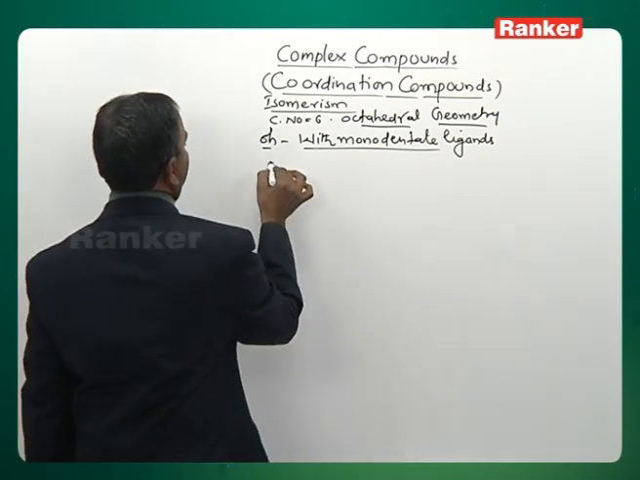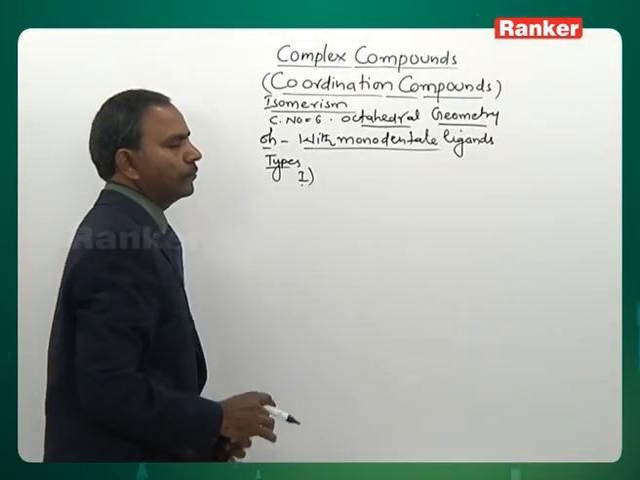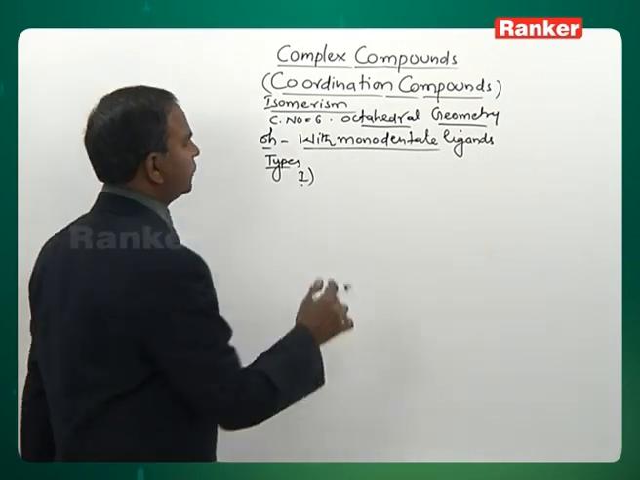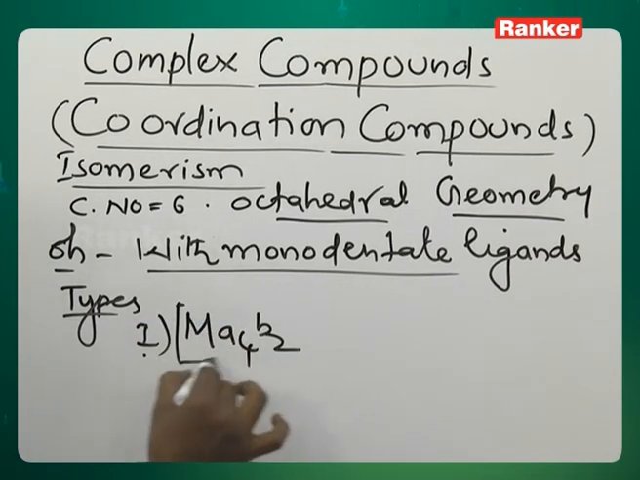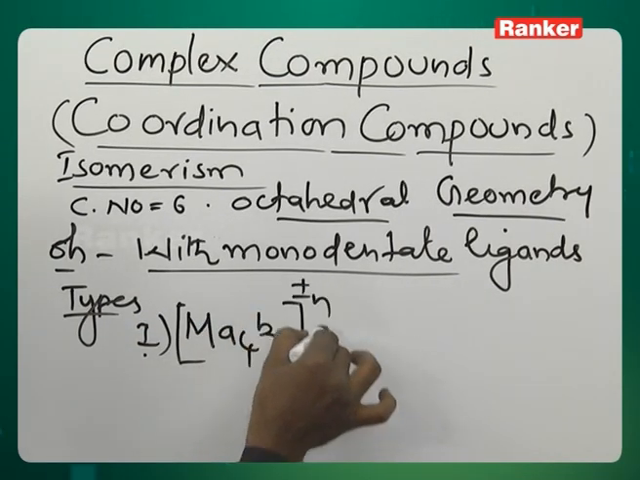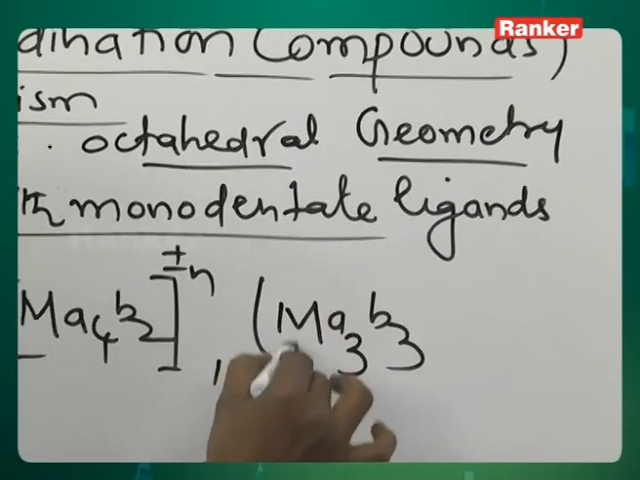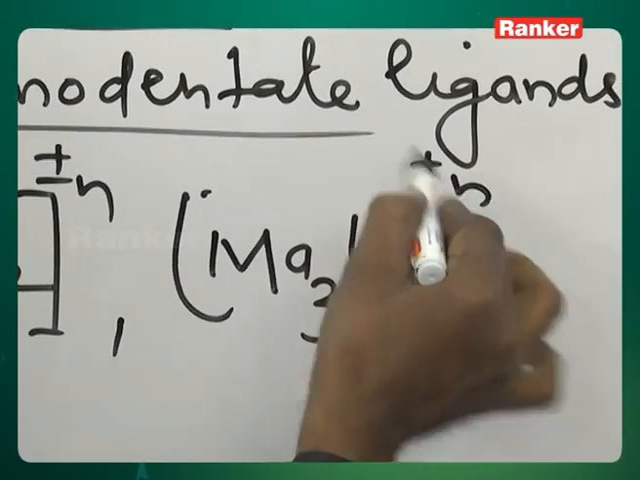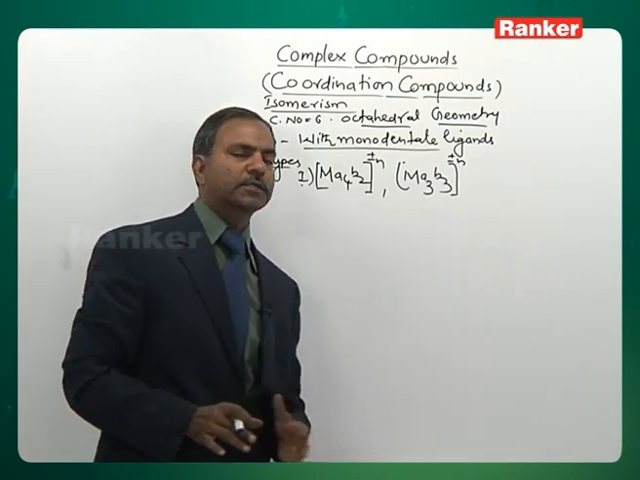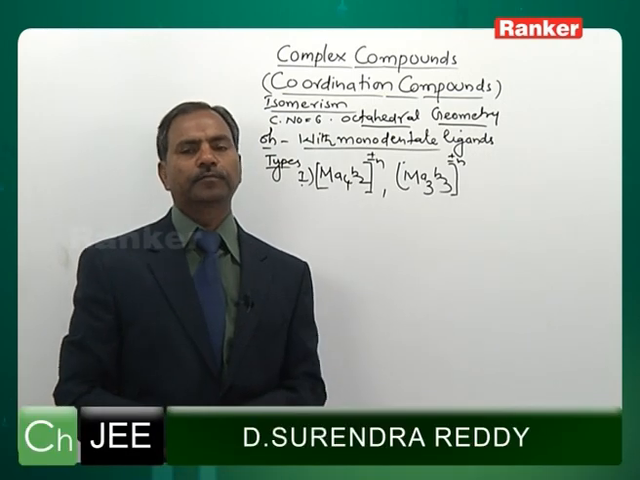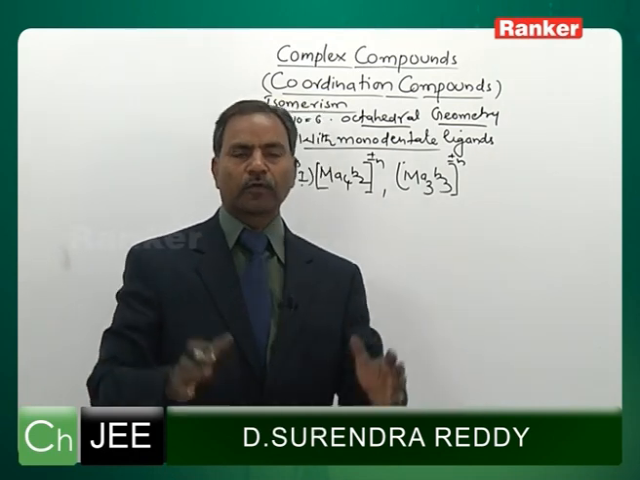What are the types considered under this? First one, take Ma4B2, or you take Ma3B3. Both of these complexes have monodentate ligands. Either you take the cis isomer or the trans isomer, the cis and trans isomers of both of these complexes are found to be symmetric.